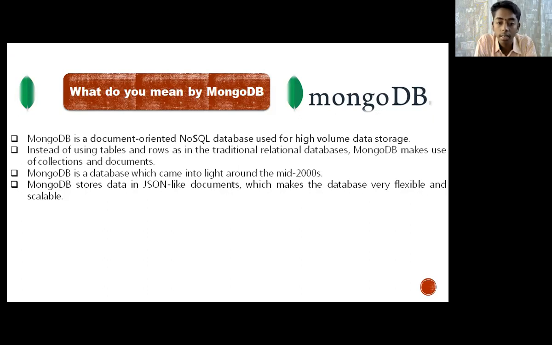Instead of using tables and rows as in traditional relational databases, MongoDB makes use of collections and documents. Here we could understand that it doesn't store in tables or rows or columns. Rather than storing them that way, it stores completely in a single set of collections or a single set of documents.